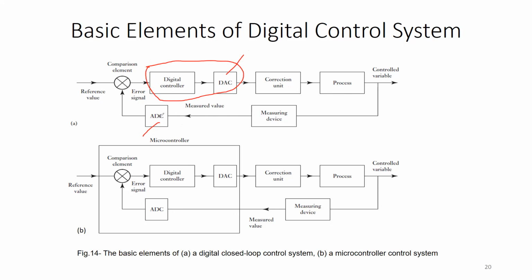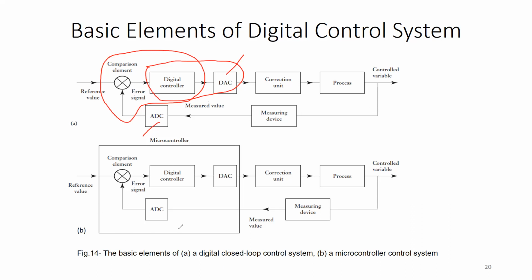Is it clear? So the analog to digital converter is converting the analog signal into digital form, which is read by the comparison unit. And again, from the digital controller, you are getting the signal in the digital form. So that again needs to be converted from digital to analog form. That is then fed to the correction unit. So this whole system over here is working on digital information. Further, all these systems are working on analog information. Okay.